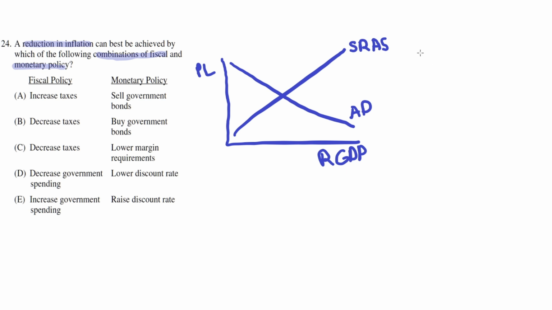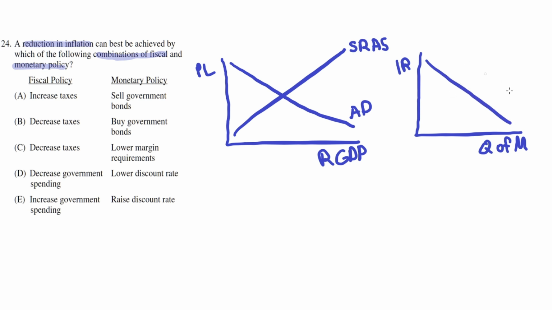Now, the next curve we need to model is the money market. And for this curve, we need to represent the x-axis as the quantity of money, which is Q of M, and the y-axis represents the interest rate, which is IR. And for this curve, there are two lines. The downward sloping curve represents the demand for money, and the vertical line represents the money supply.